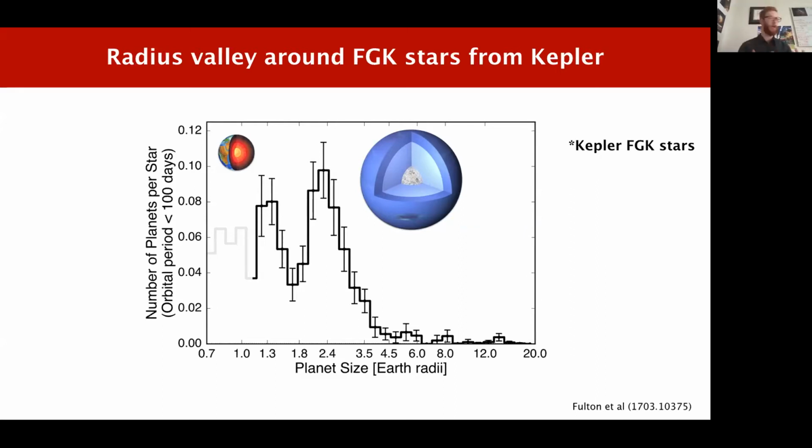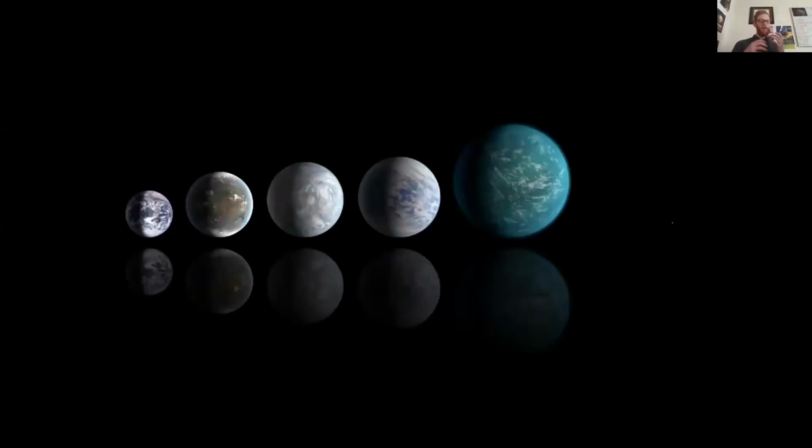And so this is what we call the rocky to non-rocky transition. So right here, there seems to be a transition from small rocky planets to larger non-rocky planets. And one of the outstanding questions remains: what process or processes produce this transition from rocky Earth-like planets to larger non-rocky planets?